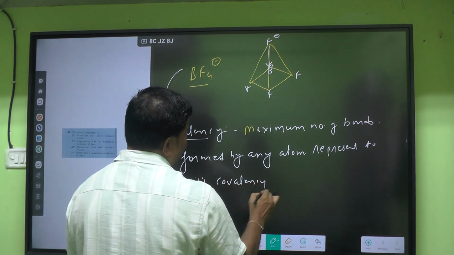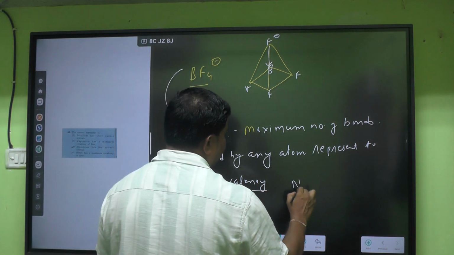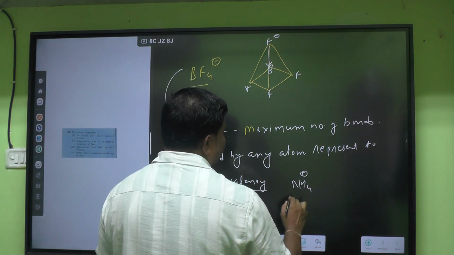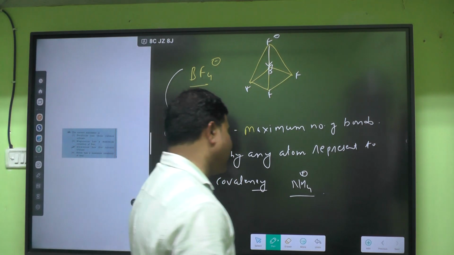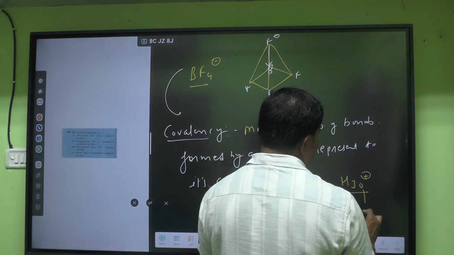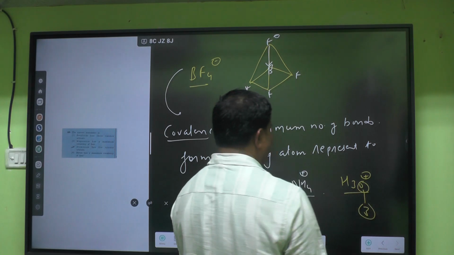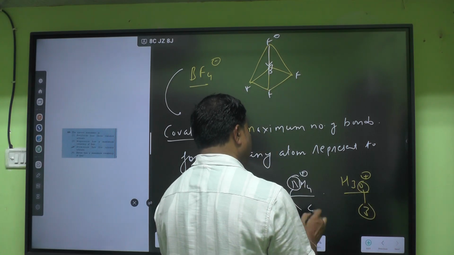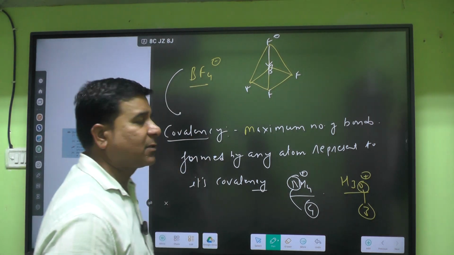So it represents covalency, like ammonium ions. It can expand its covalency up to 4. Hydronium ions. What is the covalency of oxygen? Up to 3. Oxygen covalency is 3 here. Nitrogen covalency here is 4. So remember this question.